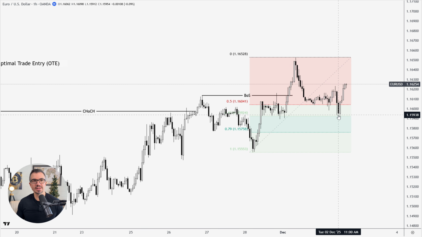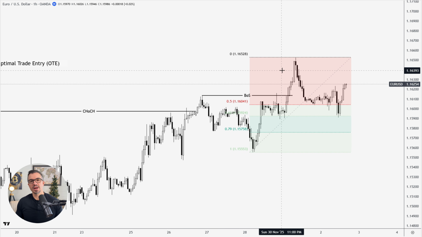Now, what you're also going to see right here is that we did dip down into the upper band of this OTE. This right here is enough. I don't need to see it come all the way back here. The moment that we hit this, we don't have to be inside of it, but the moment we hit this area, I am dropping to a lower time frame and I'm looking for a change of character.